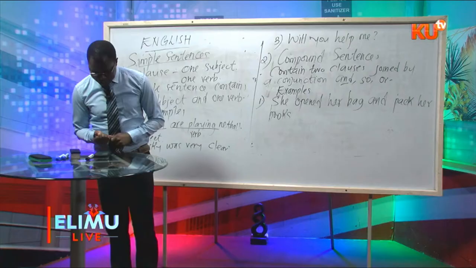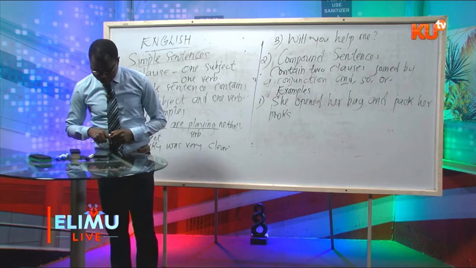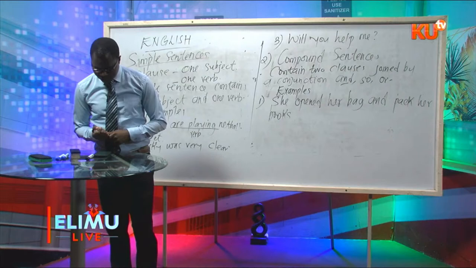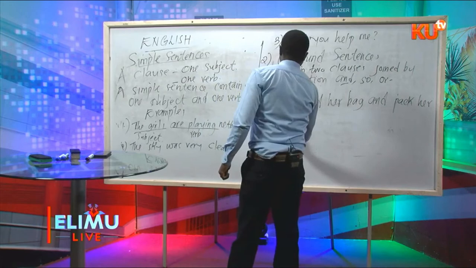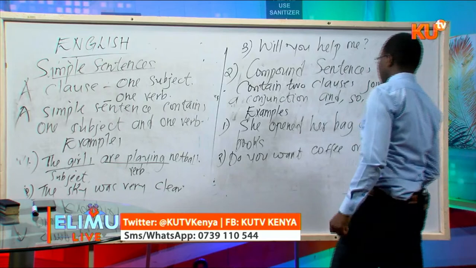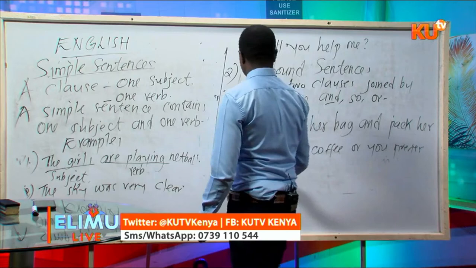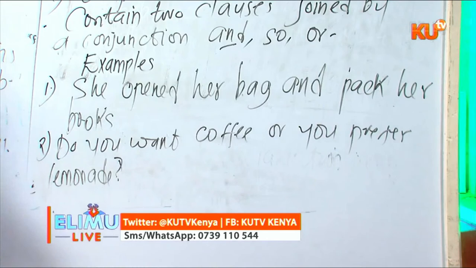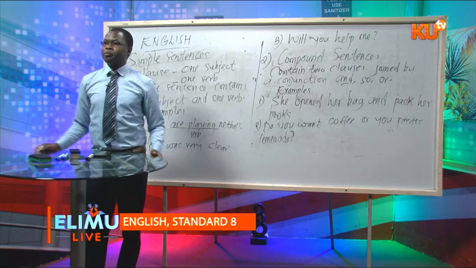The other one and the last example of a compound sentence, do you want coffee or you prefer lemonade? A question. In this sentence, do you want coffee? It's the first clause joined by a conjunction, or you prefer lemonade. That is an example of a compound sentence.